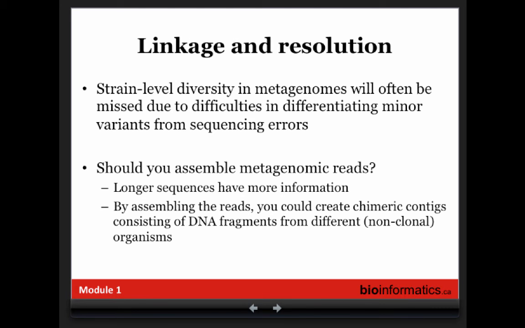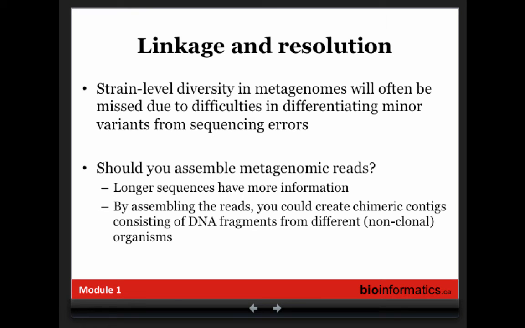Okay, so because the reads are quite short, and assembly sometimes creates what's called a chimeric or mosaic sequence, it's difficult to interpret the strain level diversity in metagenomics, as your assemblers might actually put together fragments from different strains of the same species, rather than being able to differentiate different strains when you carry out metagenomics analysis.